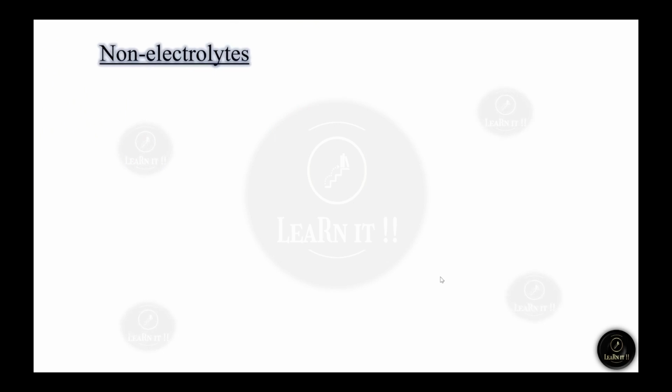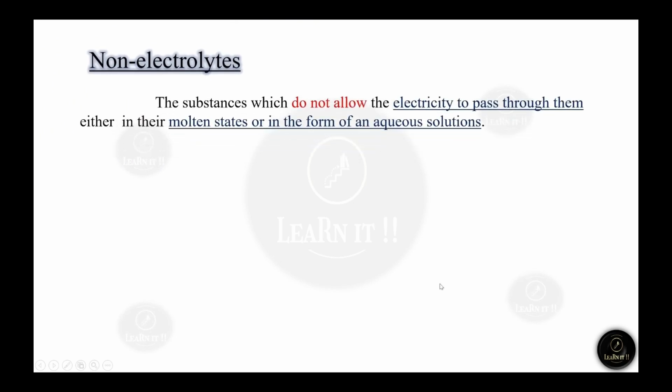Now come the non-electrolytes. Non-electrolytes are the substances which do not allow electricity to pass through them, either in their molten states or in the form of aqueous solutions. Generally speaking, non-electrolytes are substances in the liquid state which do not conduct electricity. Examples include oil, solutions like sugar solution, alcohol, some salt solutions.